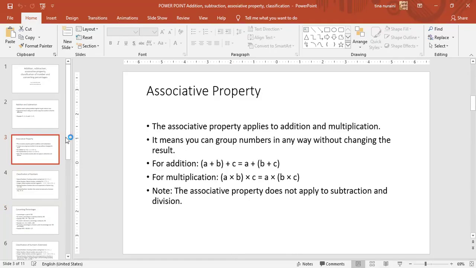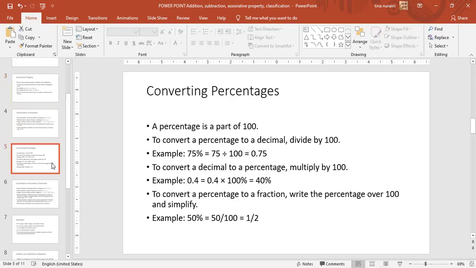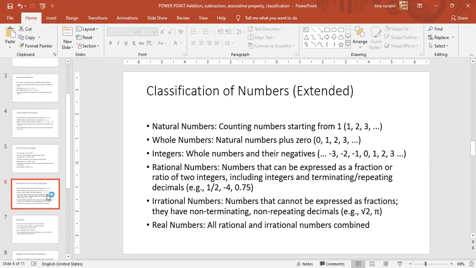Yeah, so we use converting percentages every day. It's like when you buy clothes, or you buy food in the market, you use converting percentages.